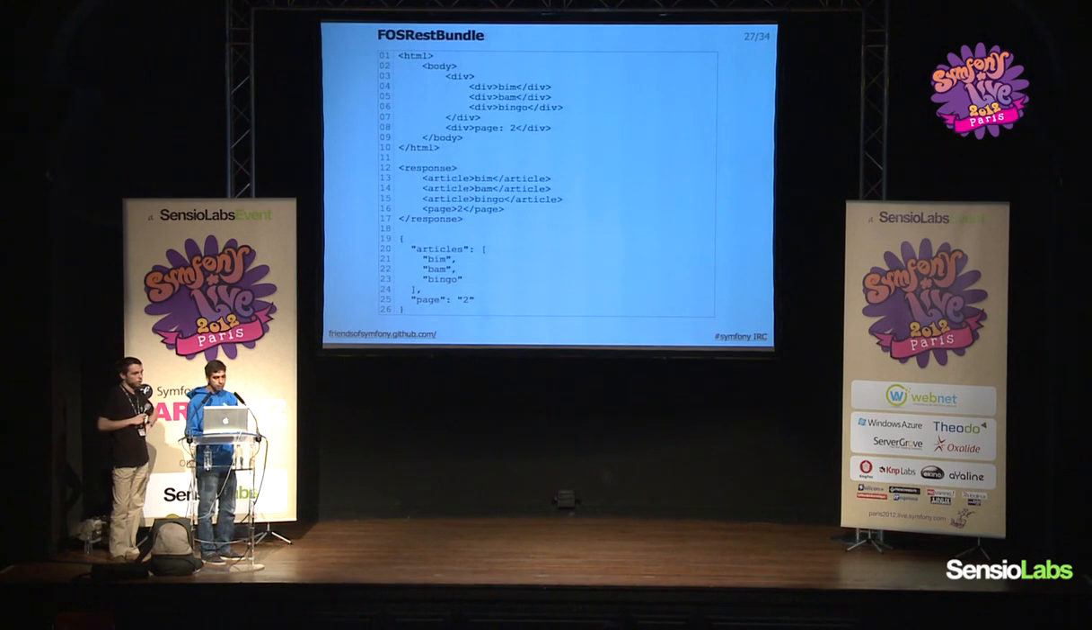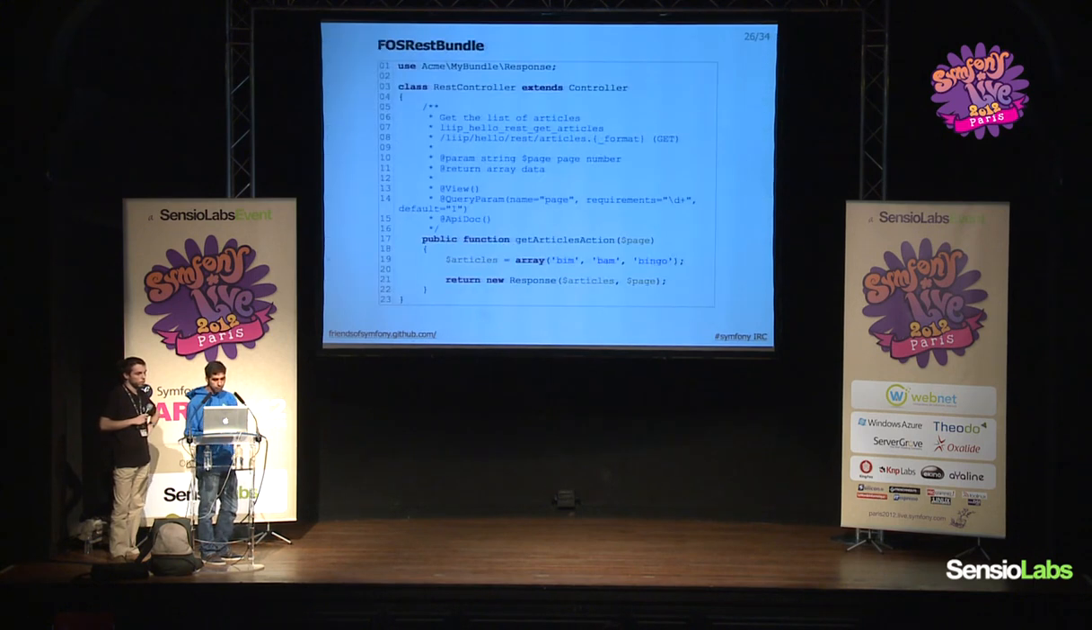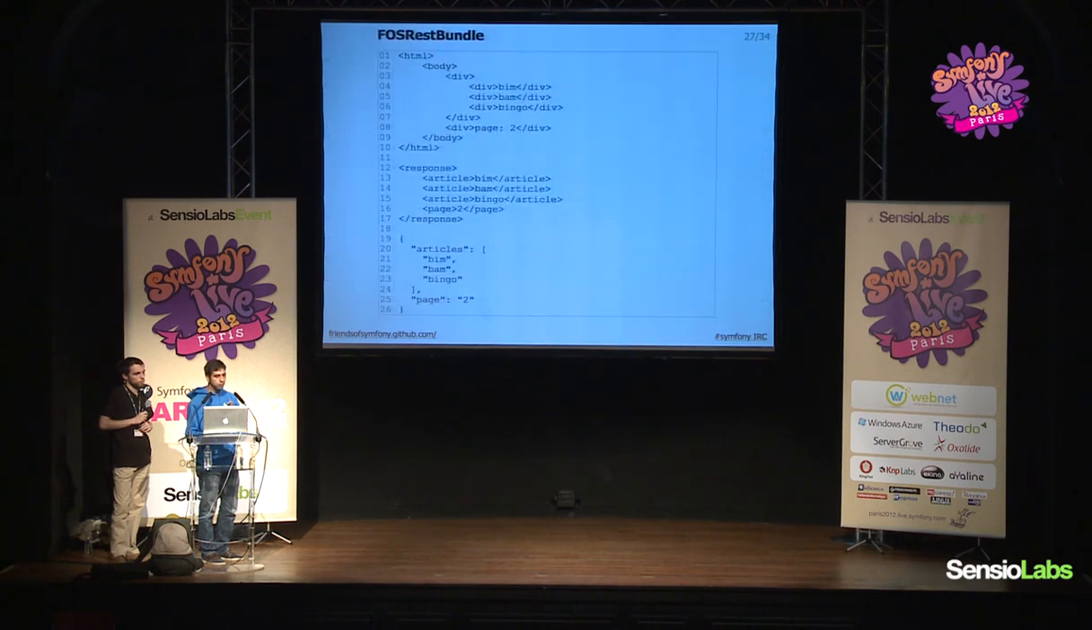And at the same time, you can also then, from this action here, generate HTML. And this is using the View annotation, which is very similar to the Template annotation in the SensioFrameworkExtraBundle, which basically, based on the name of the action and the controller, infers what template you want to use. So again, from this code, just by choosing the output format, you can generate any of these 3 output variants.